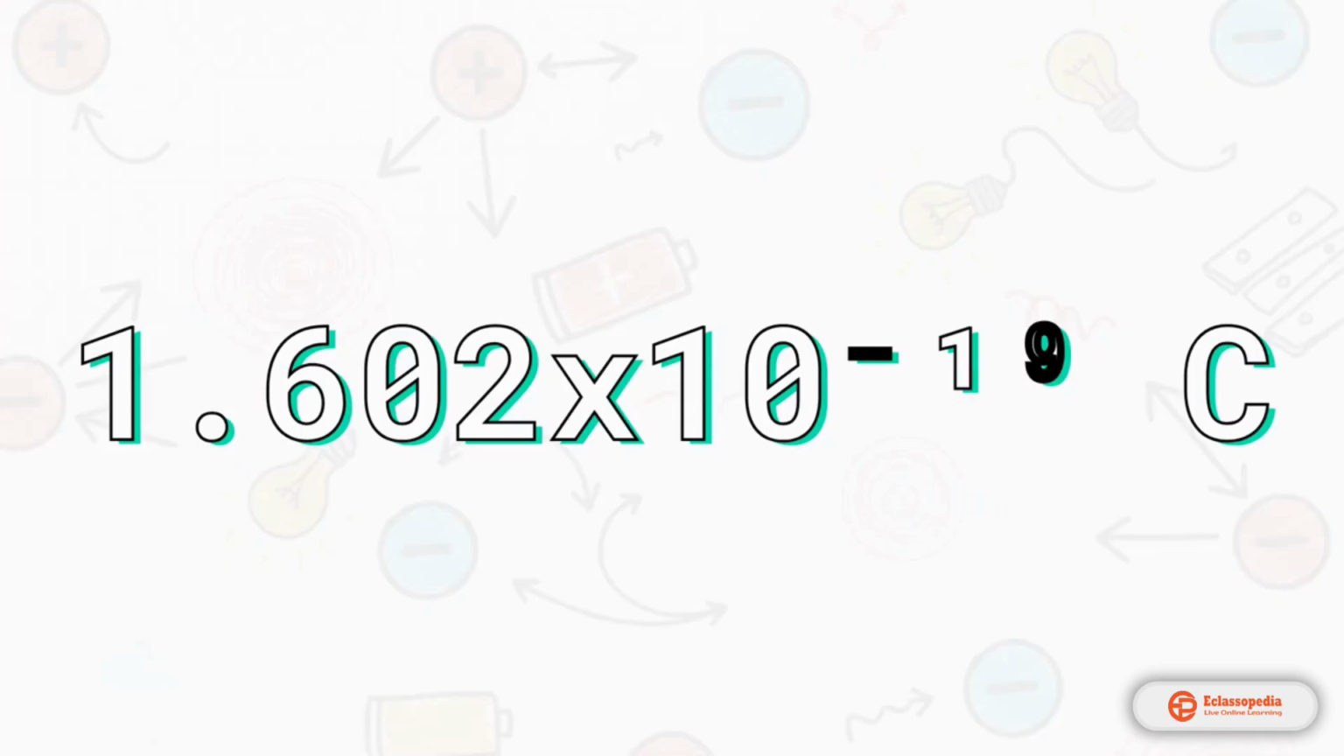And this impossibly tiny number you're looking at? That's it. That's the smallest packet, the smallest Lego brick of charge that exists in nature. It's called the elementary charge. Every single proton has exactly this much positive charge, and every electron has this much negative charge. Any amount of charge you ever find is just a whole number of these little packets added together.